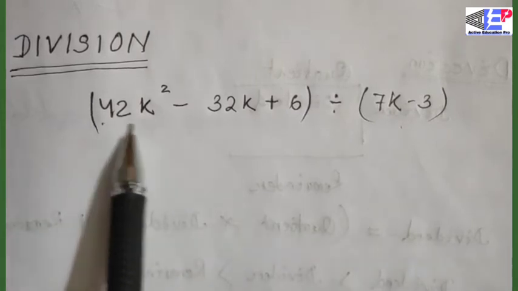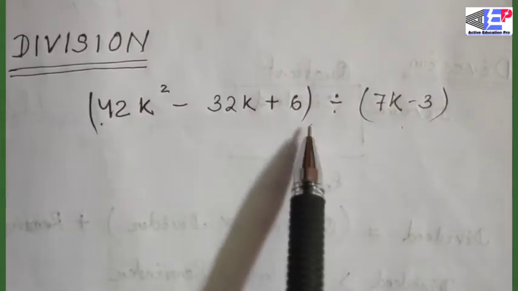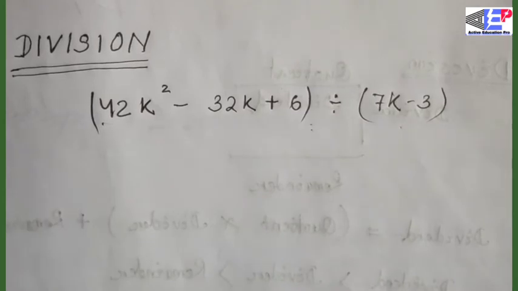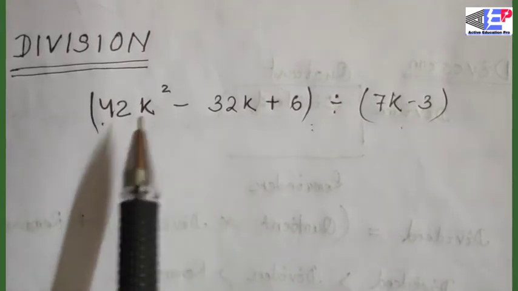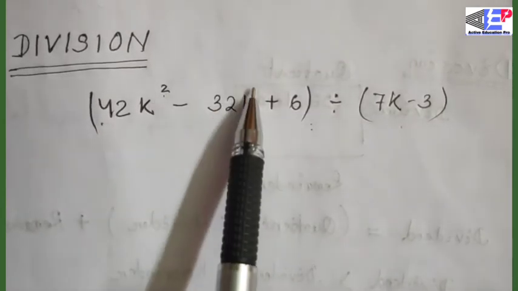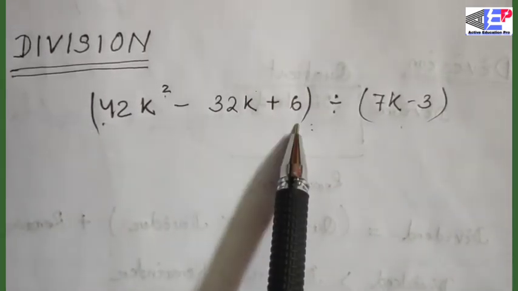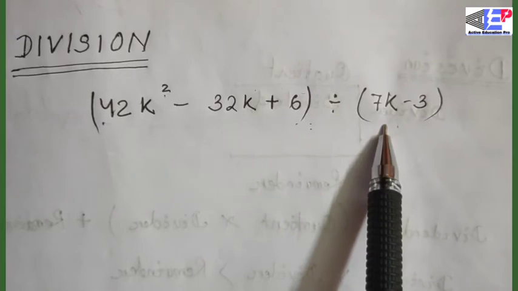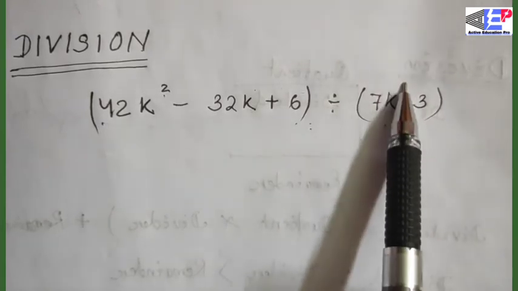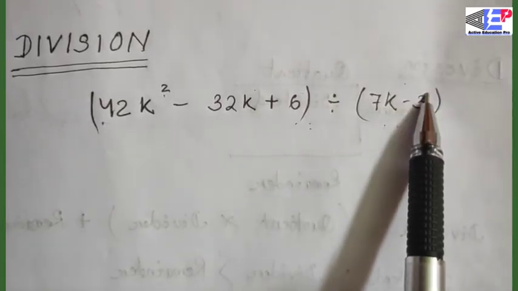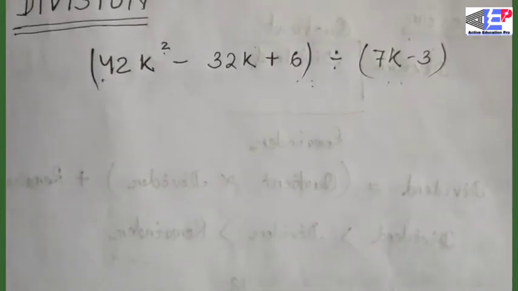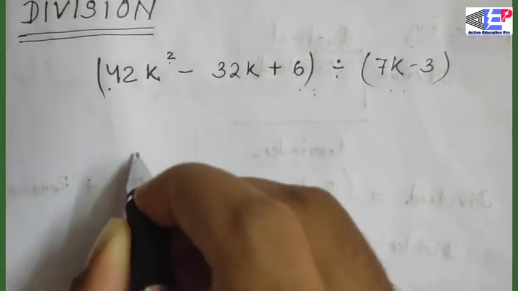Here it is a polynomial, a mathematical expression consisting of more than one monomial. Here power is 2, then power is 1, and then power is 0. It means the polynomial is in standard form. Similarly, the divisor is also in standard form. Here power is 1 and power is 0. So now let's solve it in tabular form.